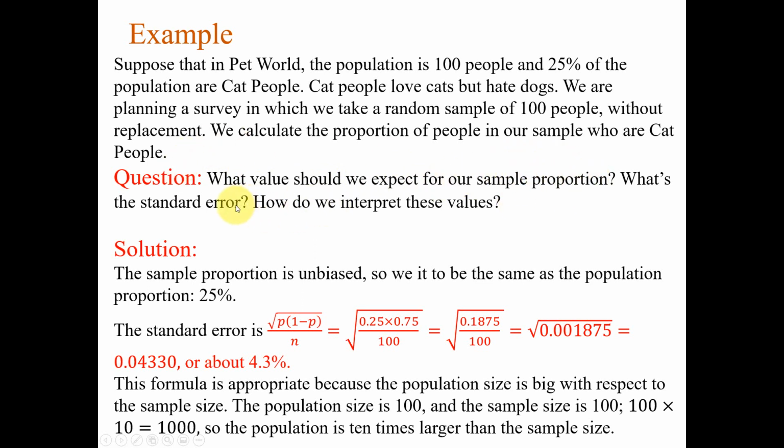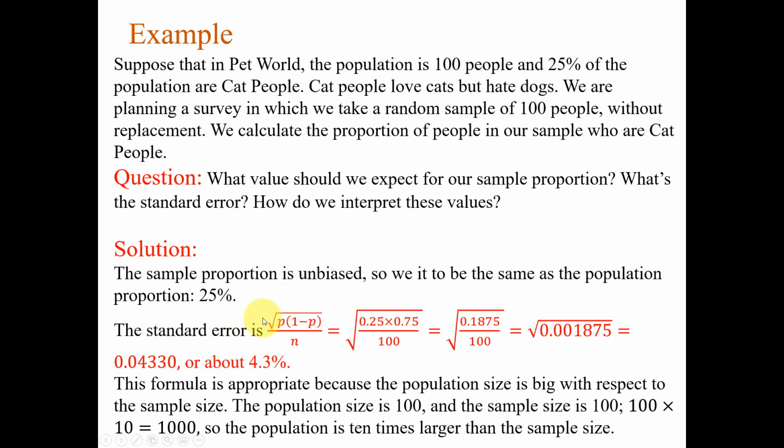Now, I know some of the answers are there, but pause this and think about it, and then answer. All right, so our sample proportion is going to be unbiased, so it would be the same as the population proportion, 25%.